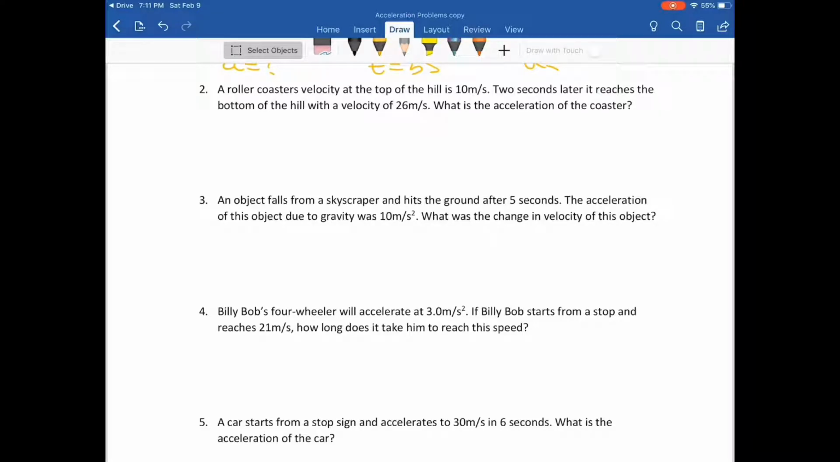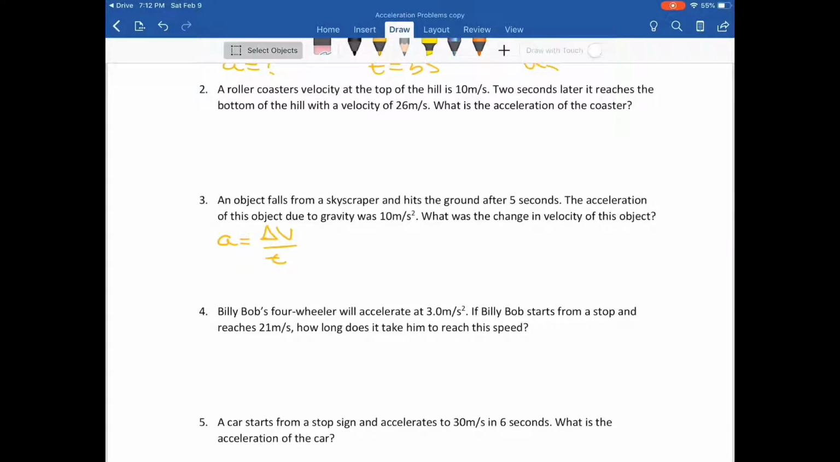Let's do number 3. So this one we are looking for the change in velocity. An object falls from a skyscraper and hits the ground after 5 seconds. The acceleration of the object due to gravity was 10 meters per second squared. What was the change in velocity? So the easiest equation for this one is A equals delta V over T.